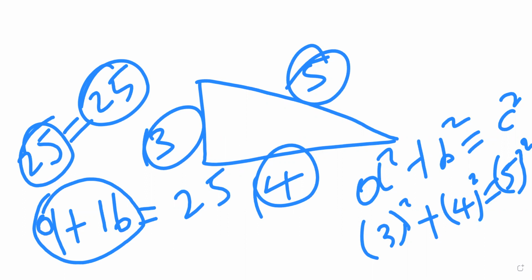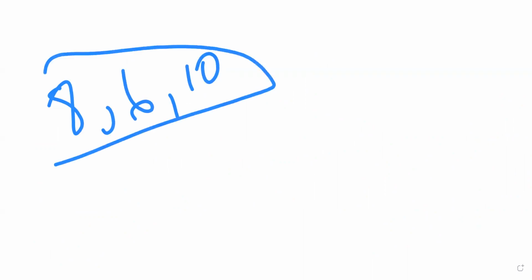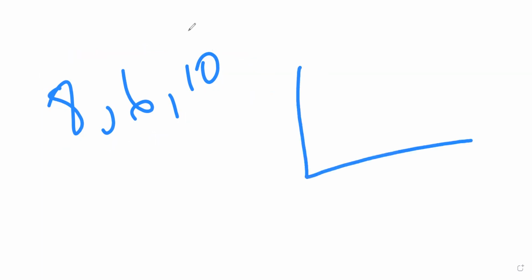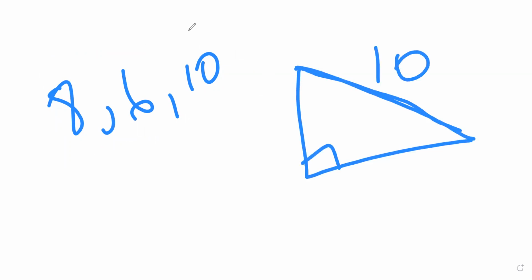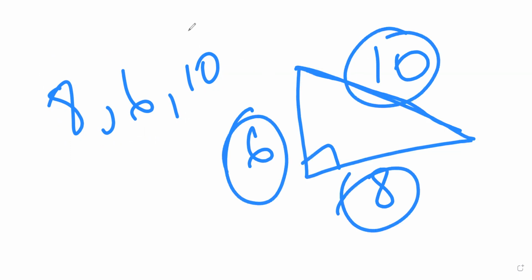Let's try another one. Let's say I have 8, 6, and 10. How would these 3 dimensions be used to form a right triangle? All we need to do first is draw a triangle and then label our sides. Remember that the hypotenuse is the longest side, so we put 10 there. And we could just randomly put 6 and 8 anywhere right there. All we want to prove is if these dimensions would be appropriate to form a right triangle.